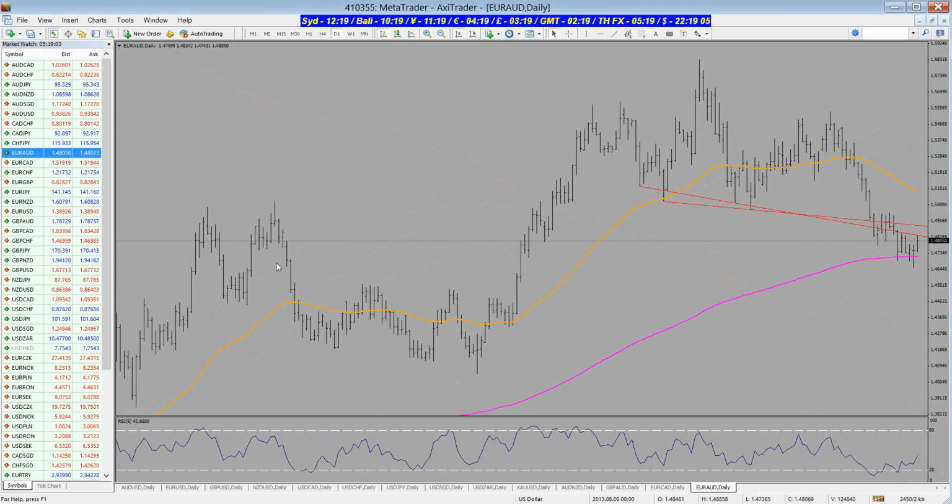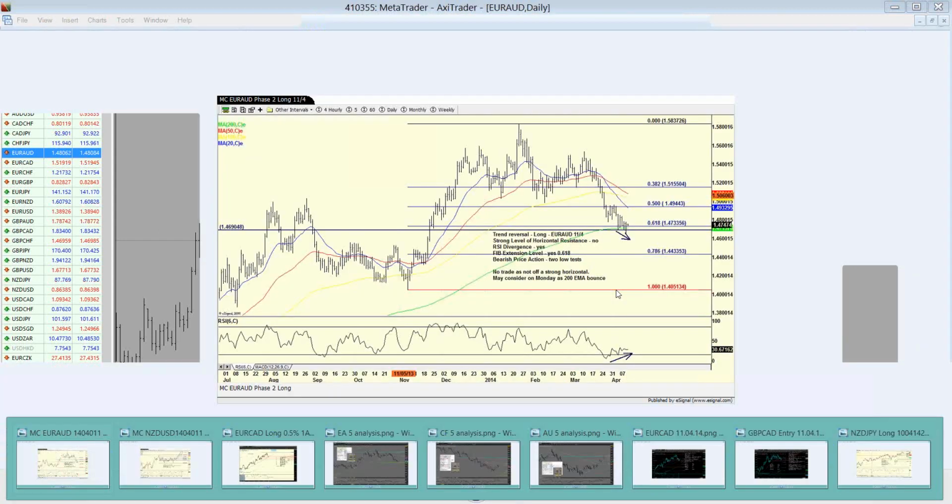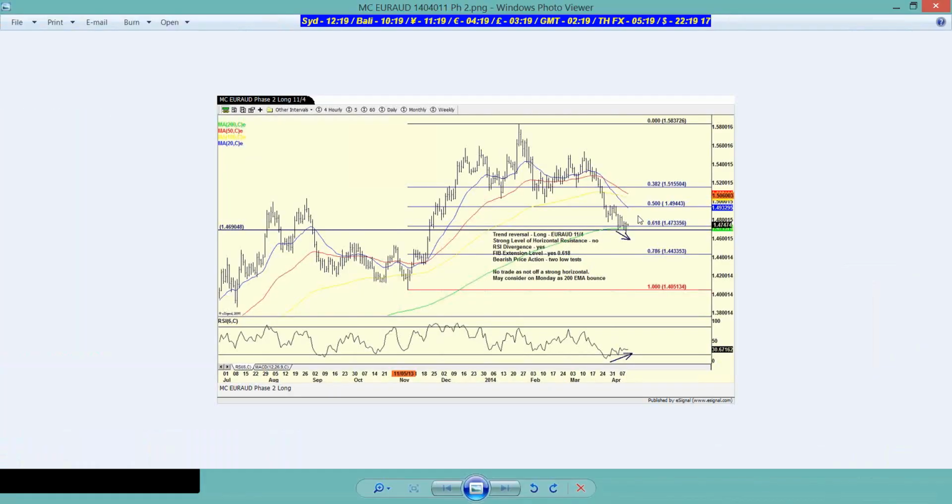Yeah, I'll come back to that, Tom. So looking at this, I wouldn't be trying to trade this phase 2. I'd be looking to get into a short position once the RSI gets a little bit higher.